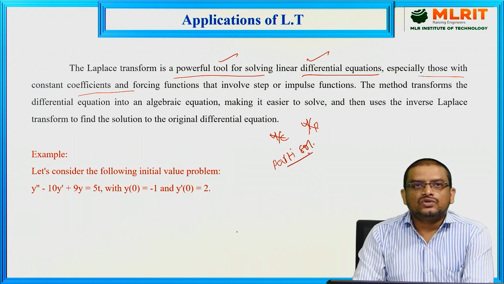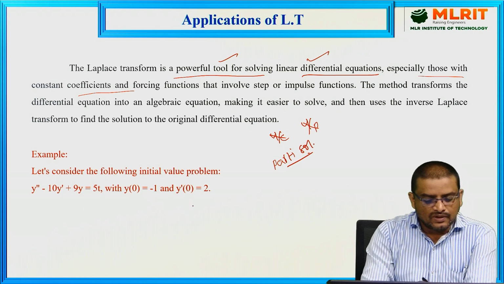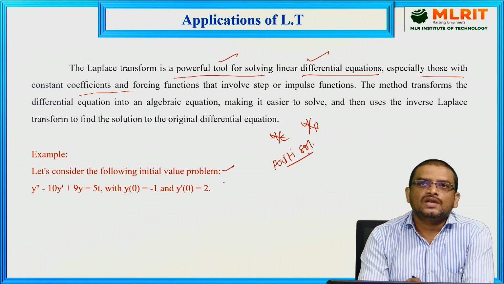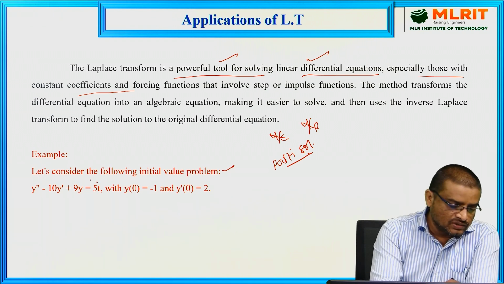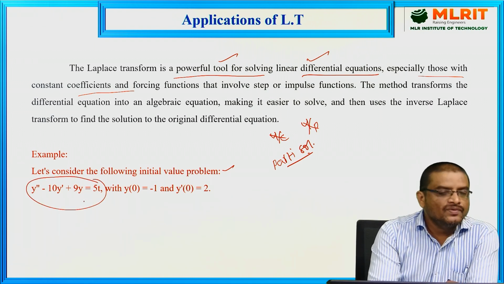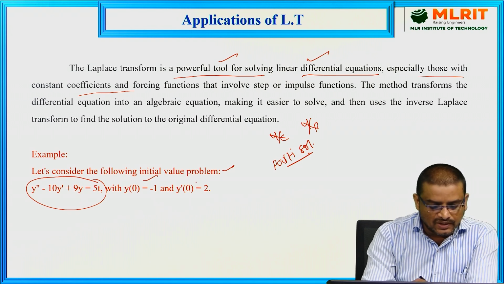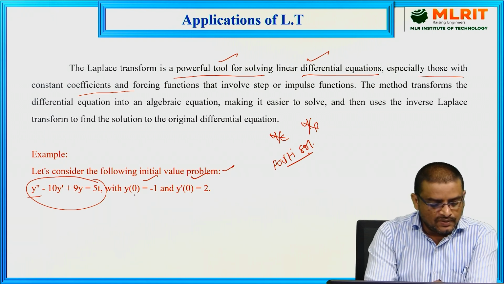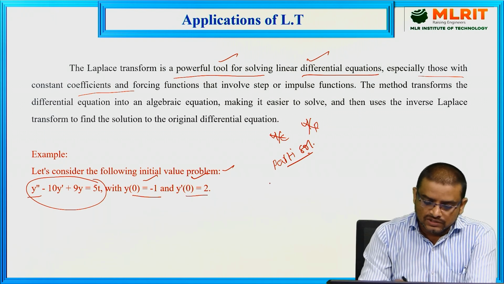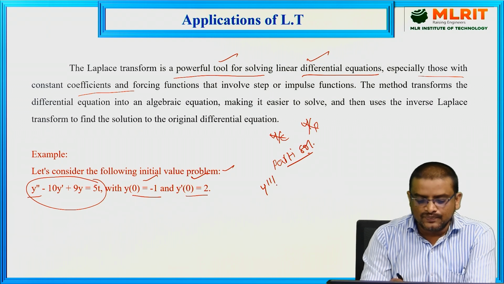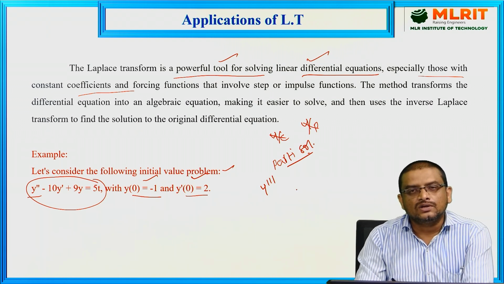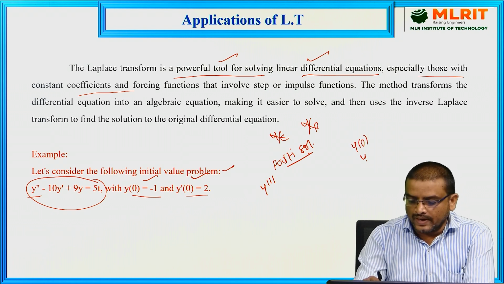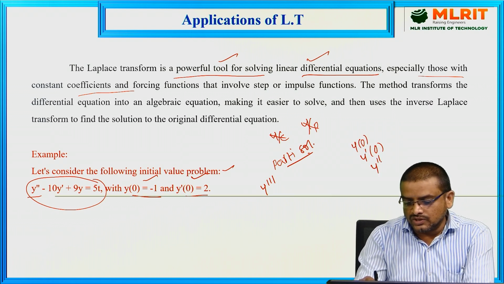Now, for example, if you want to find the solution for a given differential equation by using this Laplace transform, along with the differential equation we have to get some initial conditions. Suppose you take a second order differential equation, then you will get two initial conditions. Suppose you have a differential equation of order 3, then along with that differential equation you have to get three initial conditions: y of 0, y dash of 0 and y double dash of 0.